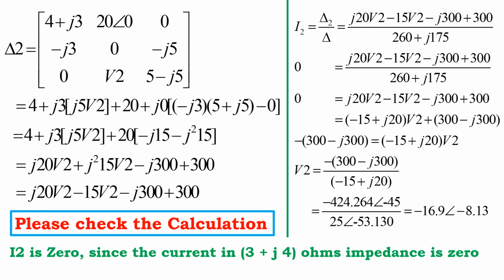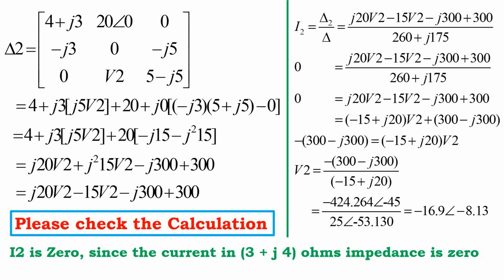Next, I am going directly to delta 2 because I want V2. In the question they are not asking to find I1, I2, I3. They simply ask to find V2. So why are we finding delta 2? Because in delta 2 we can substitute I2, since I2 equals delta 2 by delta. I2 is 0, as mentioned in the question. So I use delta 2 now.